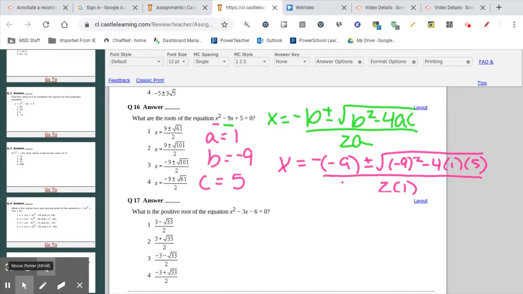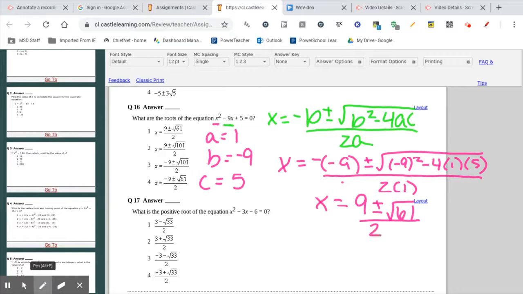Now remember, we put what's inside of the square root into the calculator. So that ends up being negative 9 squared minus 4 times 1 times 5, and that should be 81 minus 20, so that is 61. So we end up with x equals positive 9 plus or minus the square root of 61 over 2. And luckily, we do not have to even go any further because we see that that is option choice 1.